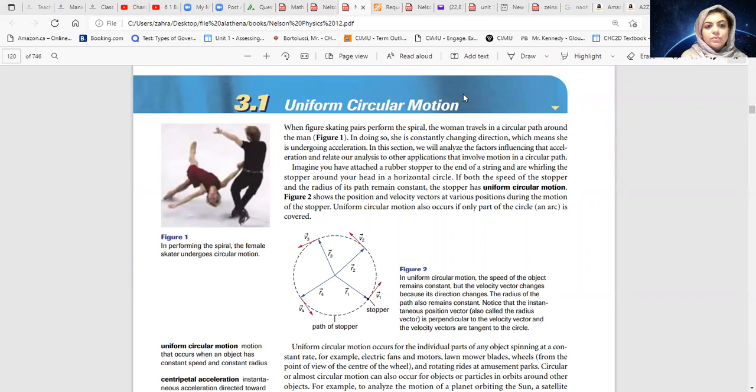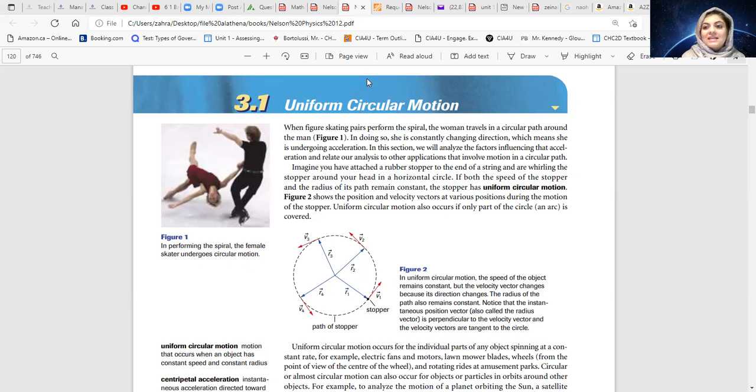Okay, now we're doing 3.1, uniform circular motion. So in this picture, you see that an object is moving in a circle. A question is that the speed here is the same. Let's say the object is moving at 3 meters per second, then later on here, still moving at 3 meters per second. So the speed is going to be the same everywhere. Is it going to be constant velocity or constant acceleration?